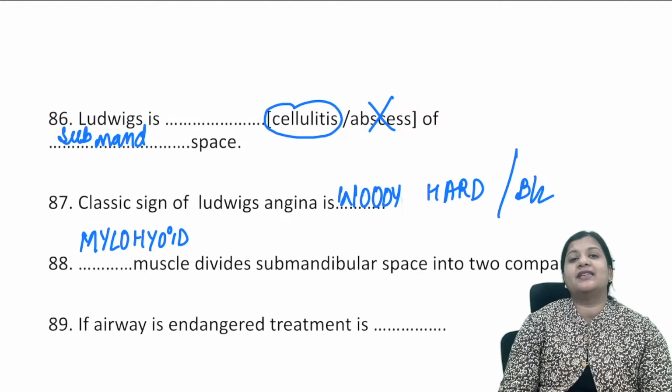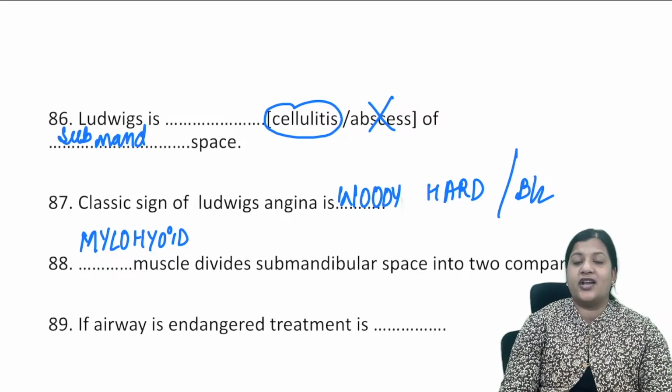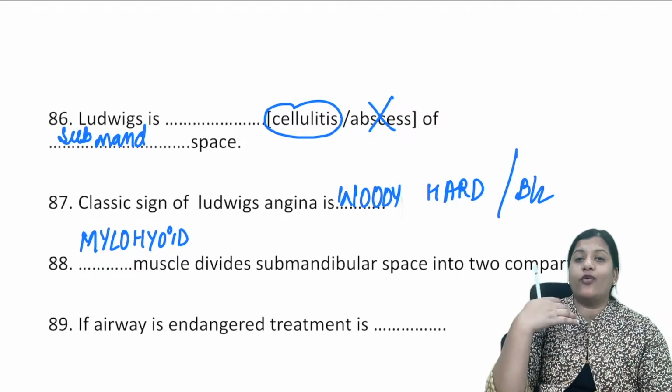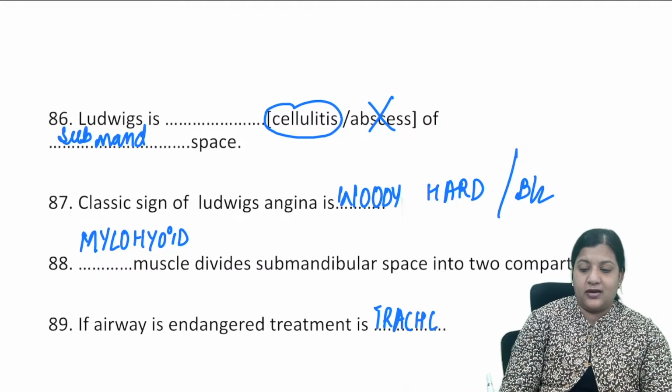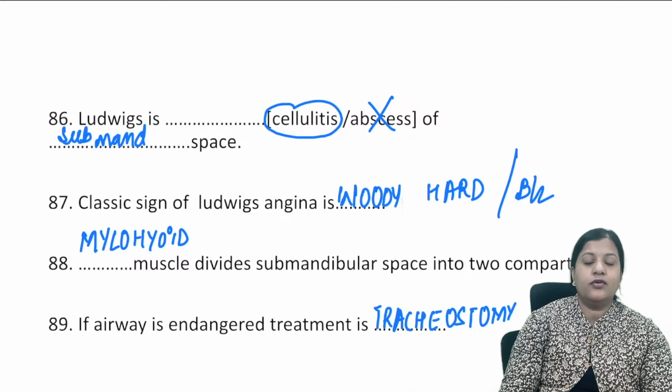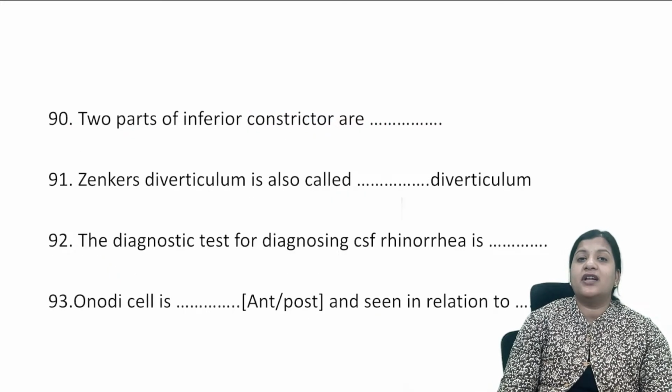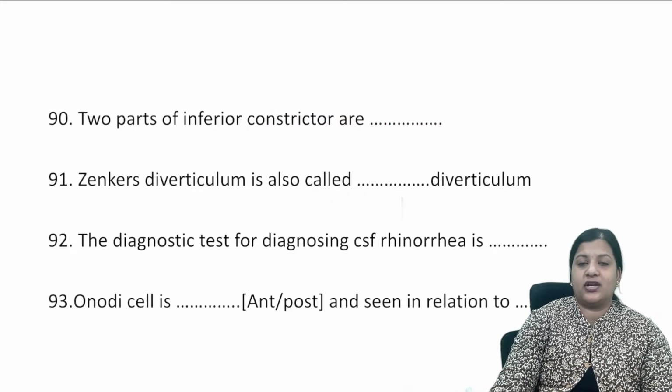If airway is endangered in Ludwig's angina, can we intubate? No, the tongue will fall back. So what should you do? You should do a tracheostomy. So if the airway is endangered, what do you do? Tracheostomy. Which are the two parts of the inferior constrictor?